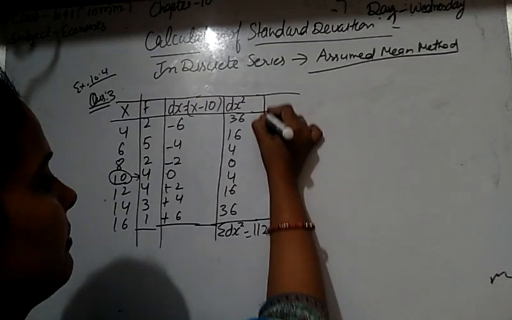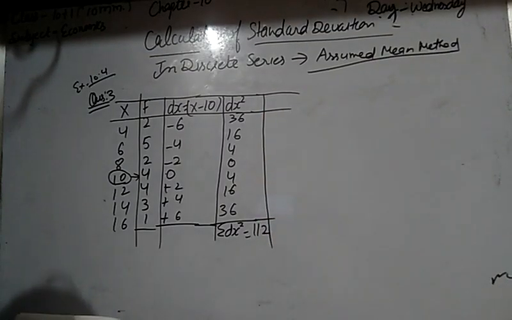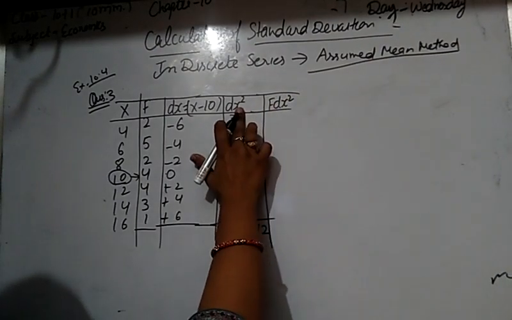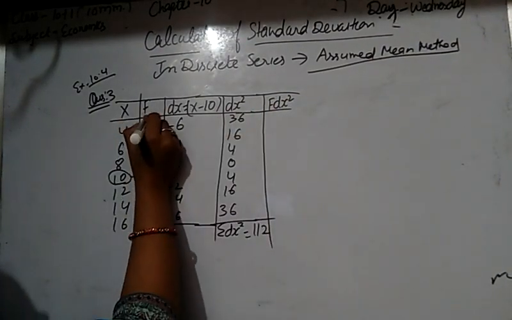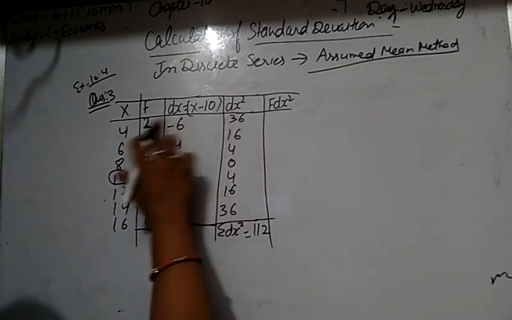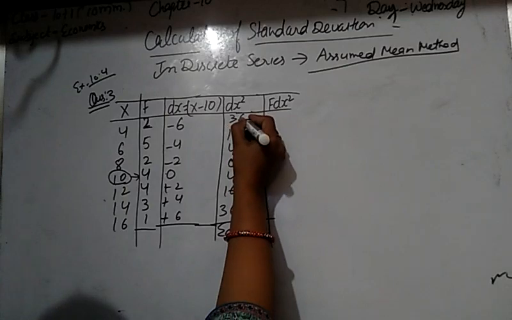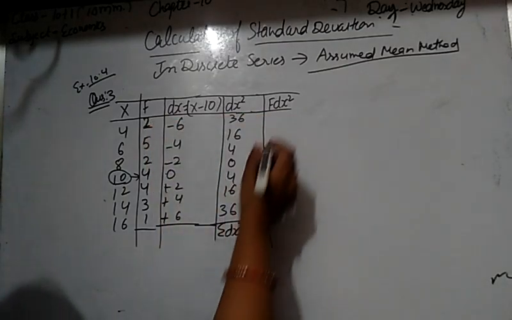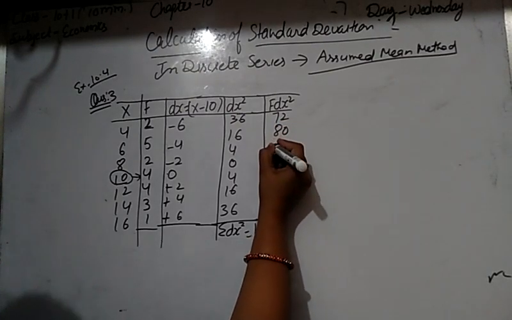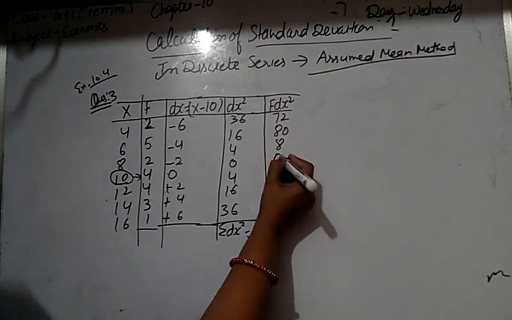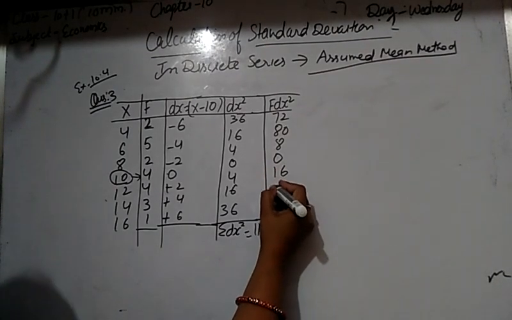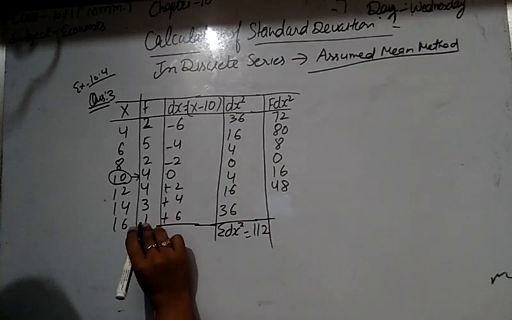After that we prepare the next column. Next is column 4, f dx square. So dx square is multiplied with the f column. So 36 into 2, 72, 80, 8, 0, 16, 48 and 36.